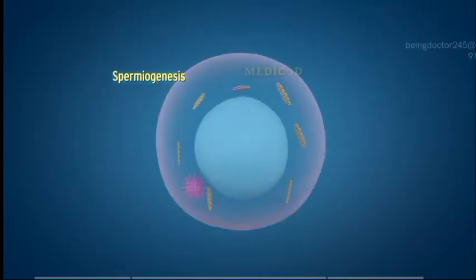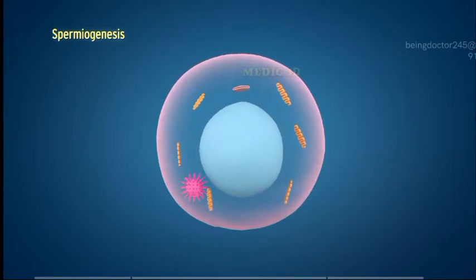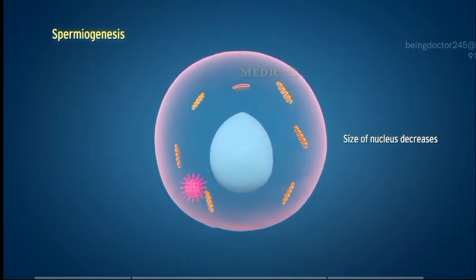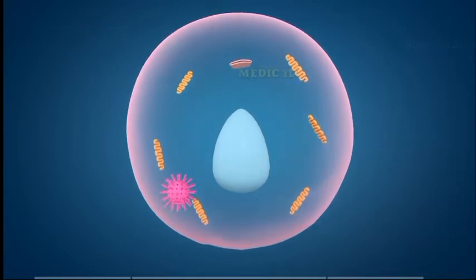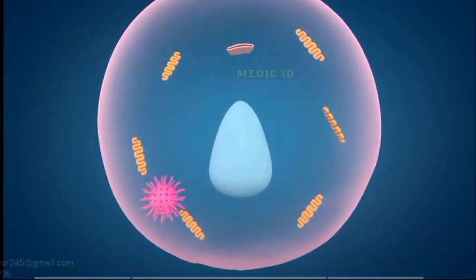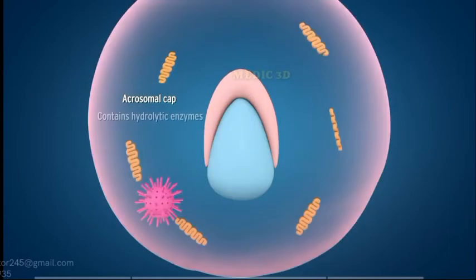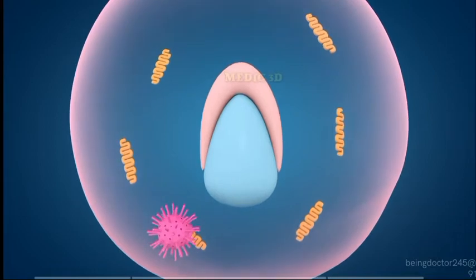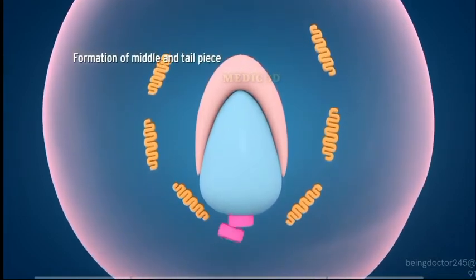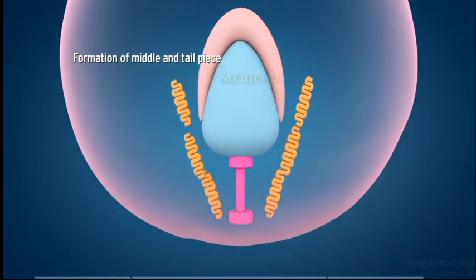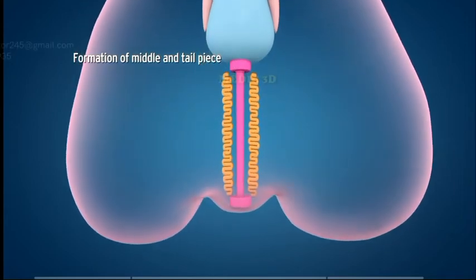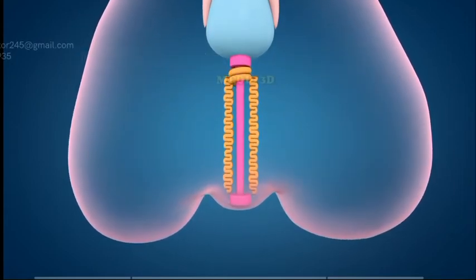Spermiogenesis. During the process of spermiogenesis, the size of the nucleus decreases. An acrosomal cap is formed on the sperm head, which contains hydrolytic enzymes that are necessary during fertilization. This occurs along with the formation of the middle and the tail piece, which helps in the swift motility of the sperm.